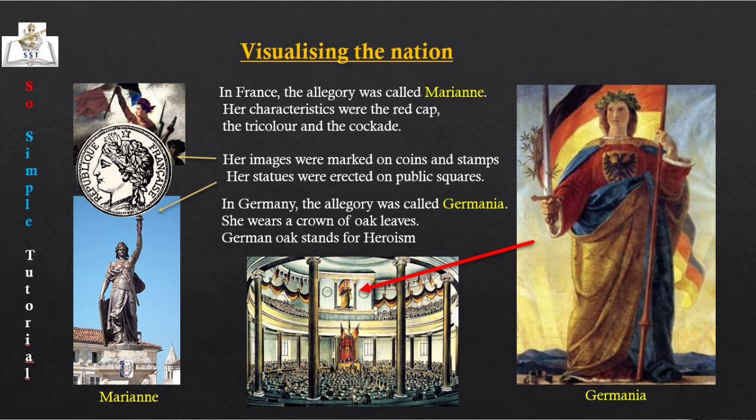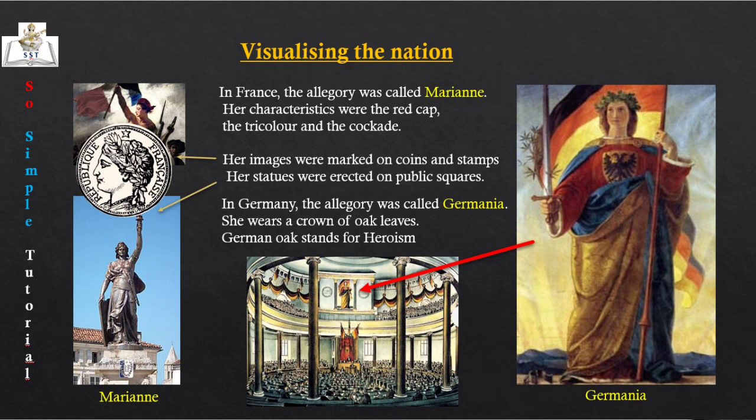In the case of India, we know that our country was identified through the image of Bharat Mata, and so was the case in Europe also. In France, she was called Marianne, which is a popular Christian name. Her characteristics were drawn from those of liberty and republic: the red cap, the tricolor, the cockade. Statues of Marianne were erected in public squares to remind the people of the national symbol of unity and to persuade them to identify with it. Marianne images were marked on the coins and stamps.